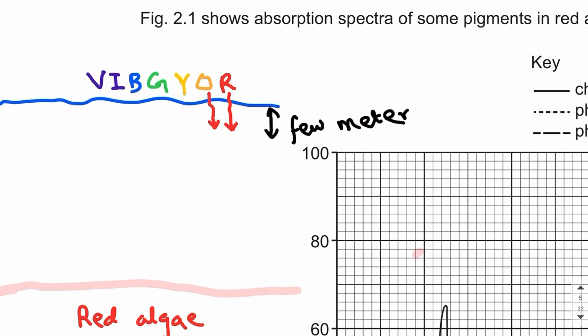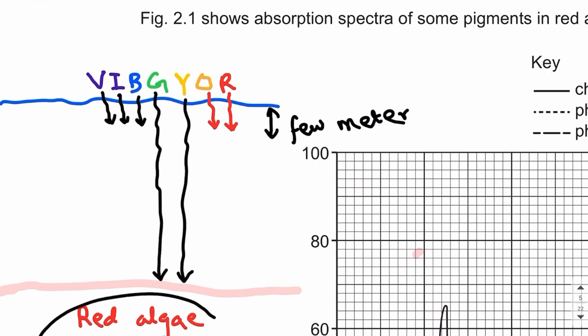If organic material is present near the surface of water, what happens is that blue wavelength is also absorbed and does not reach red algae. Same goes for indigo and violet wavelengths. That's because violet and indigo wavelengths come in the violet blue region together with the blue wavelength. This means that only green light and yellow light reaches the red algae.